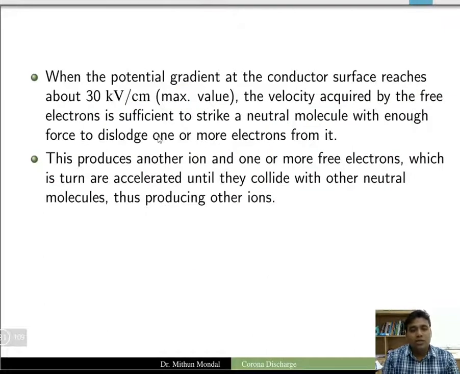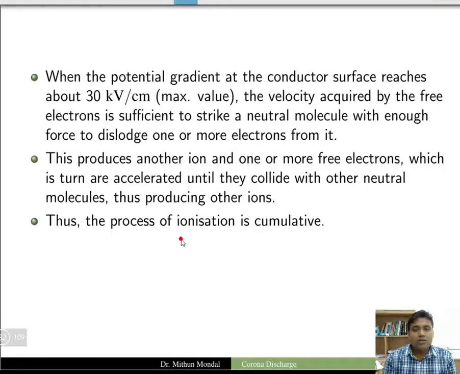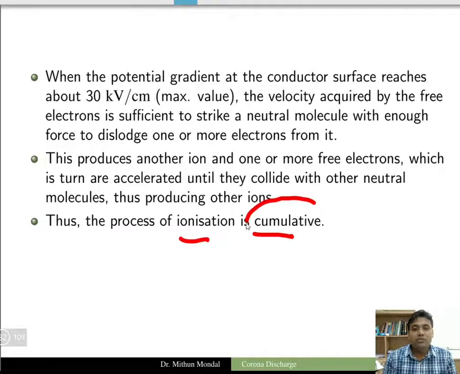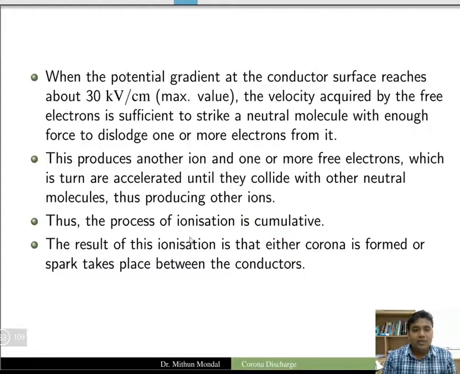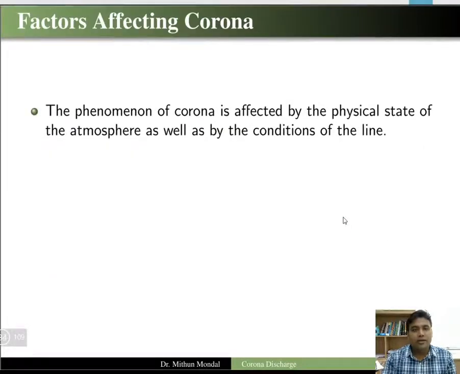The electric field makes the free moving electron hit the neutral molecules and dislodge more electrons. These produce another ion and one more free electron, which in turn are accelerated until they collide with other neutral molecules, thus producing other ions. Thus, the process of ionization is cumulative, meaning the electrons will hit the neutral molecules and give rise to more and more free ions. The result of this ionization is that corona is formed, and a spark takes place across the conductor.